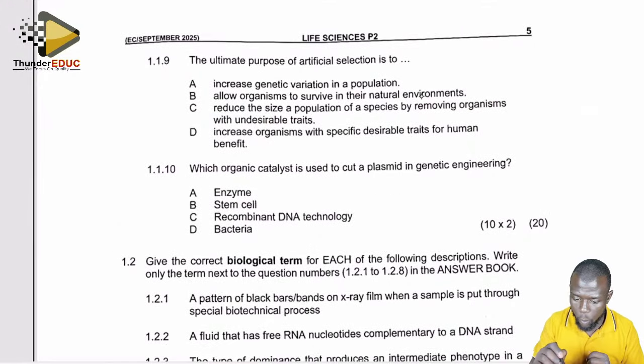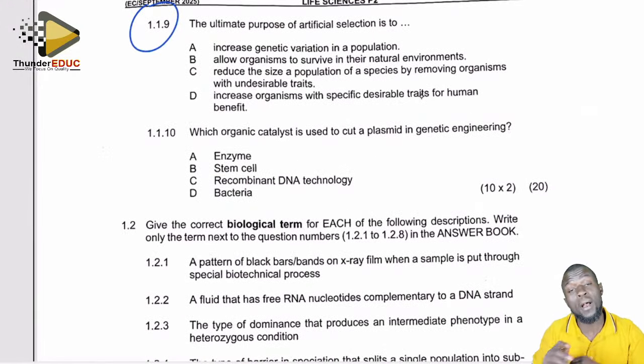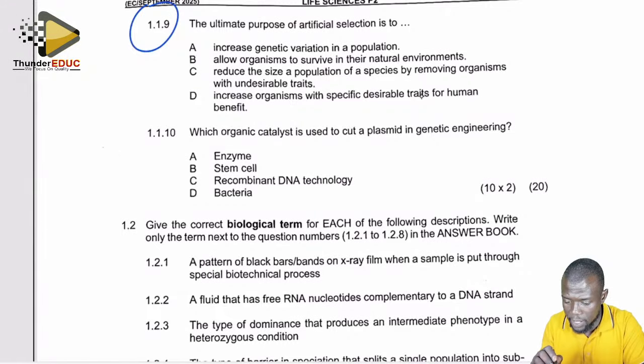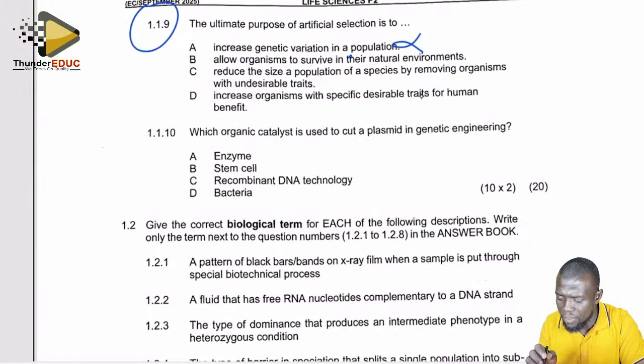We go to the next question. 1.1.9. The ultimate purpose of artificial selection is to increase the genetic variation? I don't think so. Allows the organism to survive in the natural environment? Artificial? No, man. Reduce the size of the population of species by removing the organisms with undesirable characteristics.